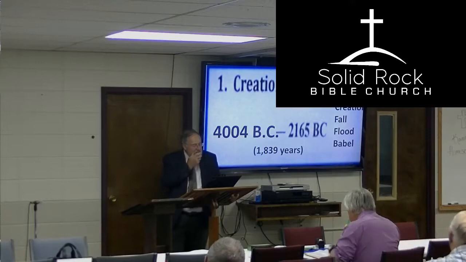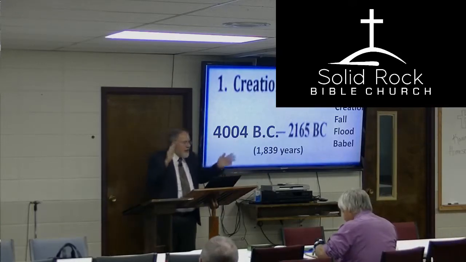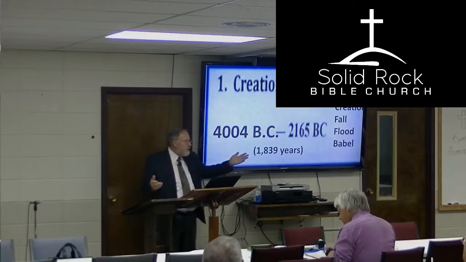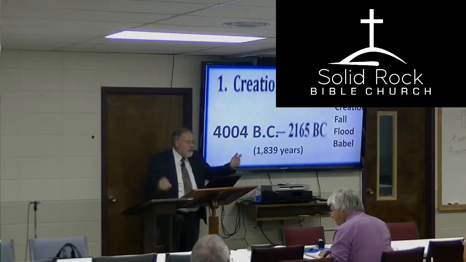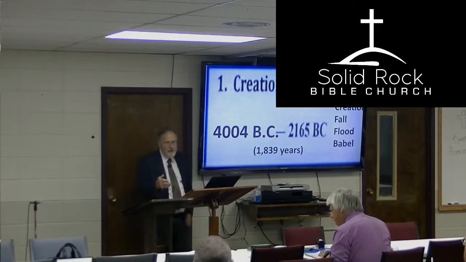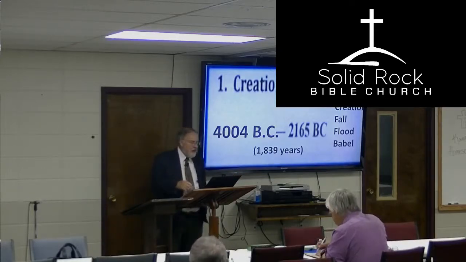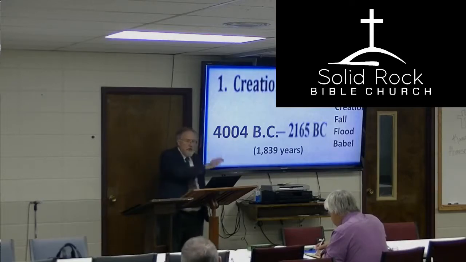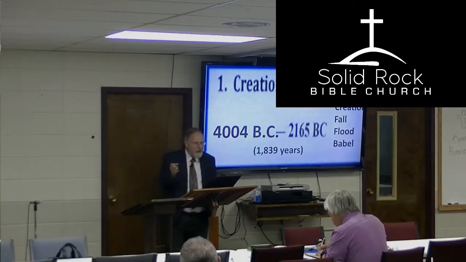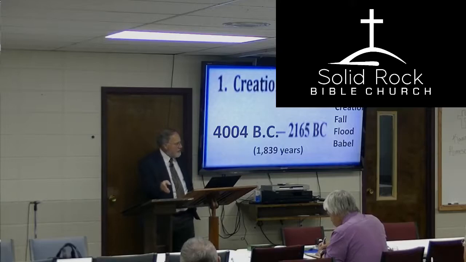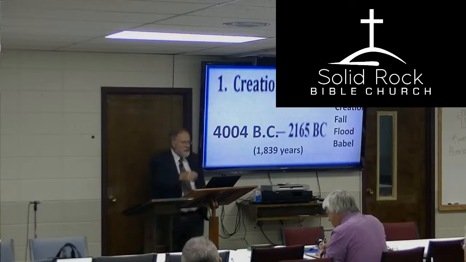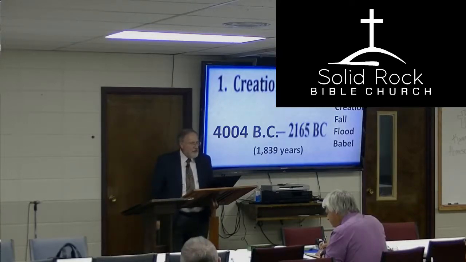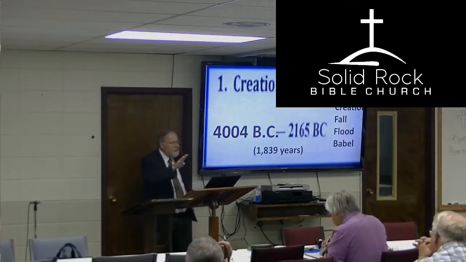So the parameters for this time period are 4004 BC, or whenever creation happened, to 2165 or 2166, depending on which date you wrote down. That's when Abraham is born. So this is creation to Abraham. It's a period of 1,839 years, and I thought you'd want to know that. That's not in your notes, so you want to jot that down on your chart.